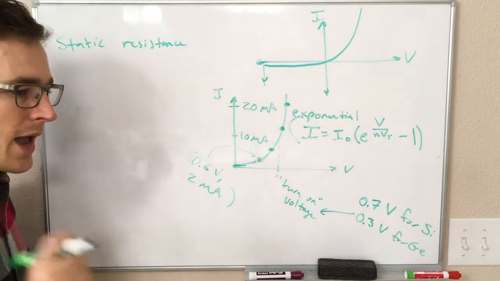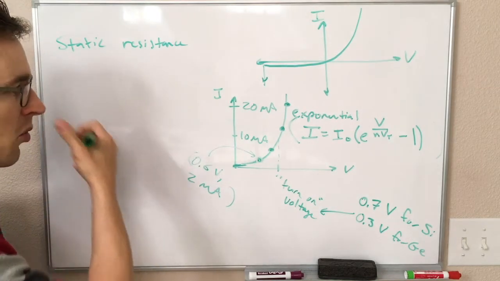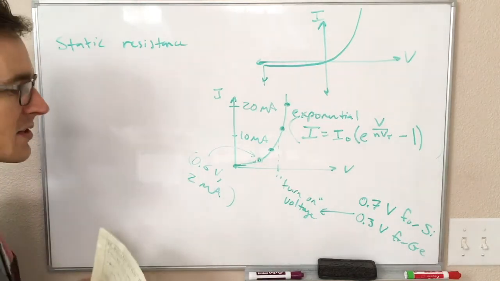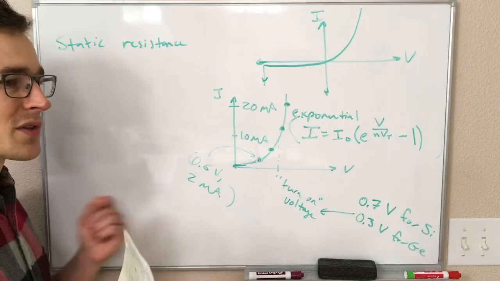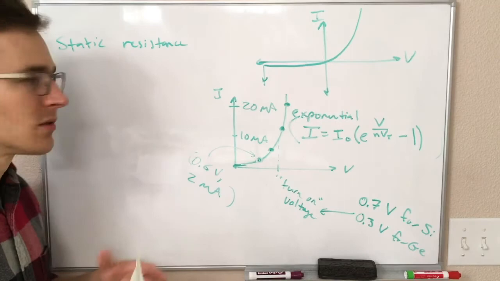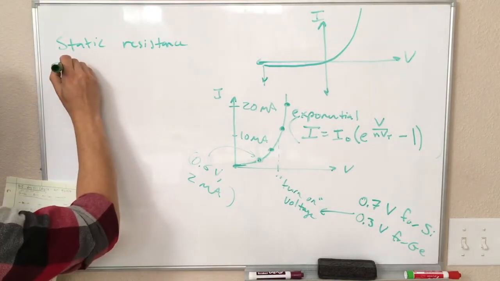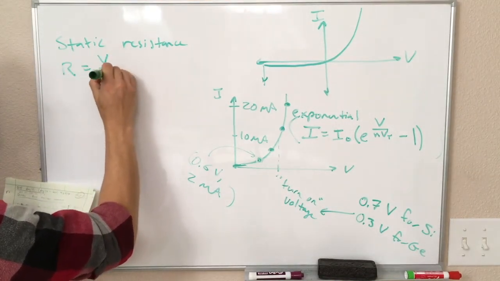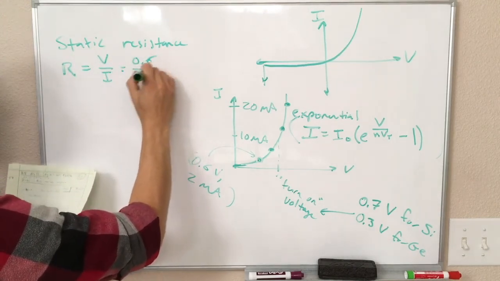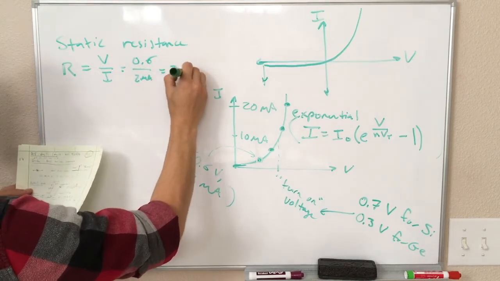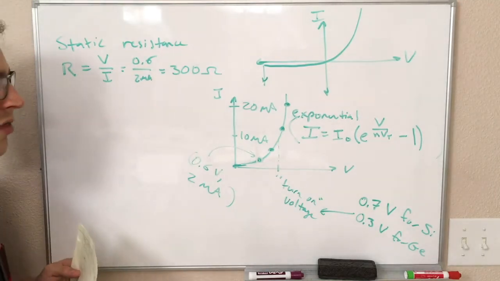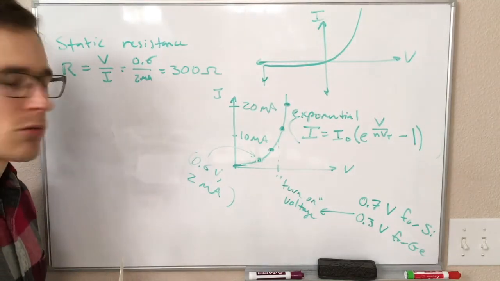And that is at a particular point, a particular combination of current and voltage, we can say, okay, under these exact conditions, our diode is doing the same thing as a resistor with what value? Well, R equals V over I. So 0.6 volts over 2 milliamps is equal to 300 ohms. So right here, our diode is doing the same thing that a 300 ohm resistor would be doing.